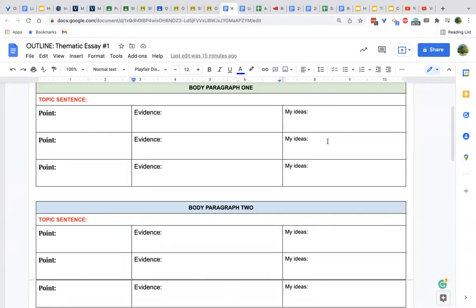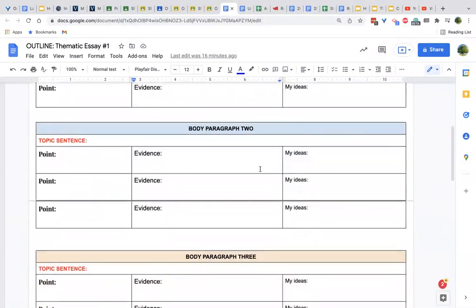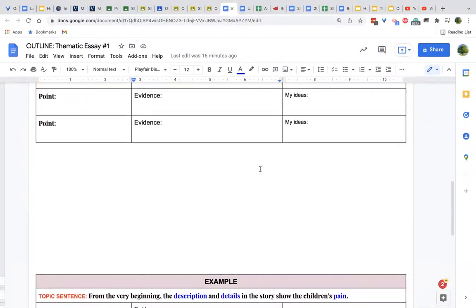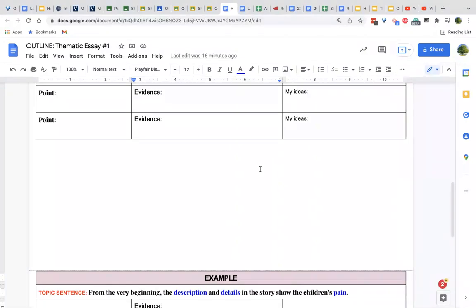And then here in this third column, you've got a spot to put in some of your own thoughts. And these ideas here will turn into the analysis in your essay. This will turn into all the great writing you're doing. So there's 3 body paragraphs. And at the bottom, I'm going to include an example of it. So let me show you what that example is going to look like.